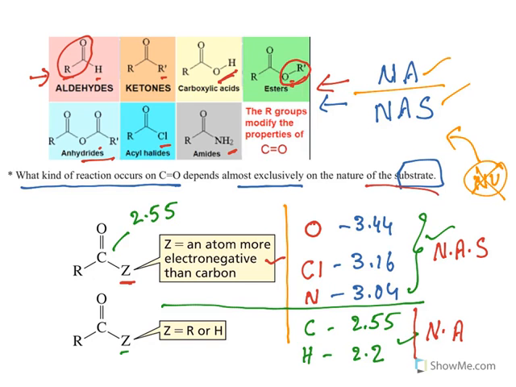Look at this. This is the statement. Based on the group attached, or the particular substituent, the reaction pathway is decided. If it is an aldehyde or a ketone, the characteristic reaction is only nucleophilic addition but not substitution, whereas in other cases it is substitution. Now, why is this happening?